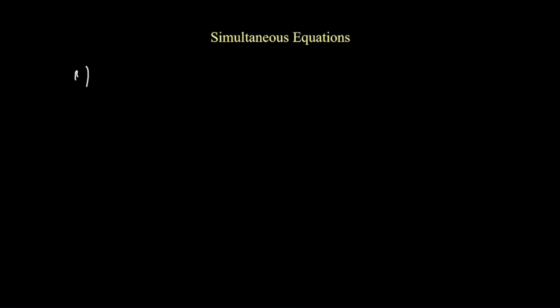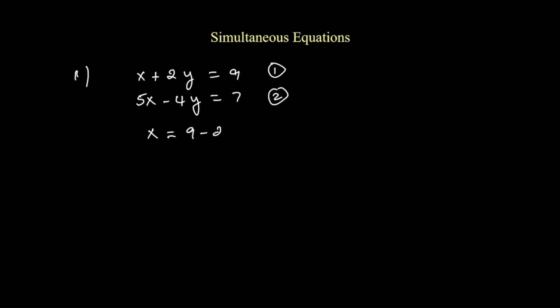Suppose we have x + 2y = 9 and 5x - 4y = 7. Let's call the first equation equation 1. The second equation is equation 2. Since x already has a coefficient of 1 in equation 1, that makes it easy to rearrange. From equation 1, x = 9 - 2y. Let's call this equation 3.